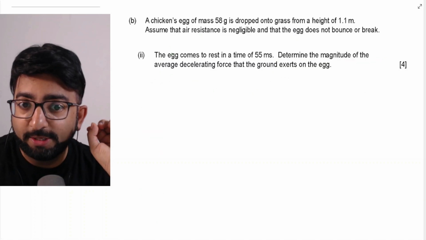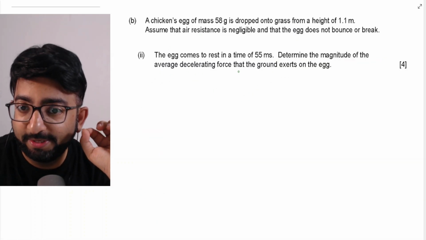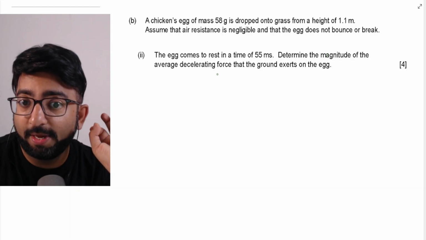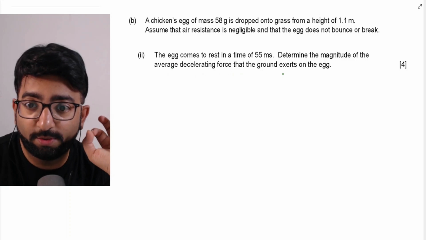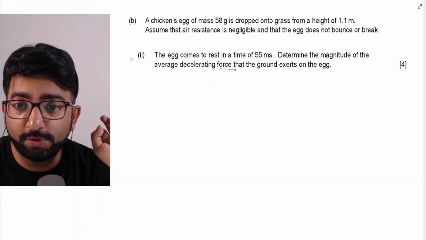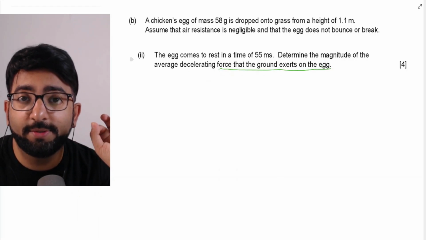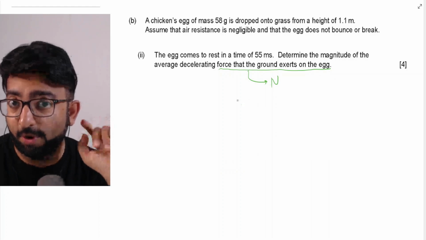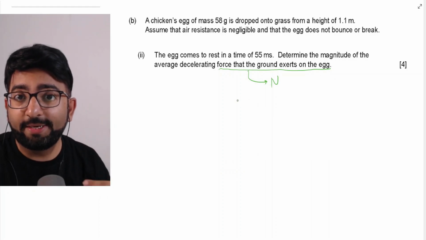In the second part, it is mentioned that the egg comes to rest in a time of 55 milliseconds. We have to determine the magnitude of the average decelerating force that the ground exerts on the egg. So we have to figure out the force that the ground exerts on the egg. By definition, this is the normal reaction which the ground provides to the egg.